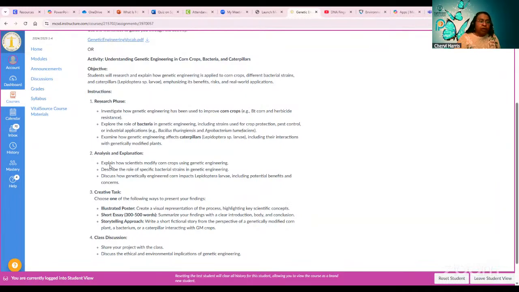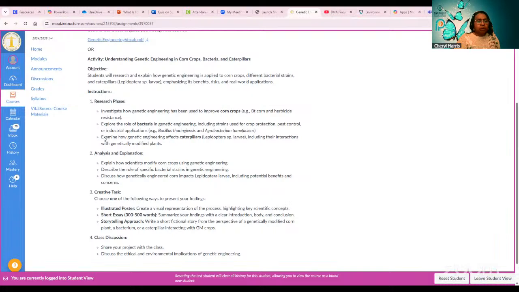They go together. So there's 3 points in one, and they go with the 3 points in two. So they should be together, and you should have a good paragraph on each one. So when you investigate, you need to have some discussion about the corn, and then you need to explain how scientists are modifying the corn. In the next paragraph, you should explore the bacteria, and then describe the role of specific bacteria. That's your next paragraph.